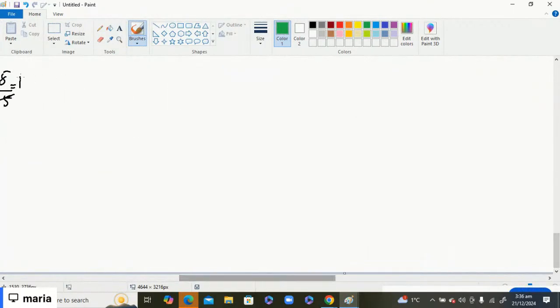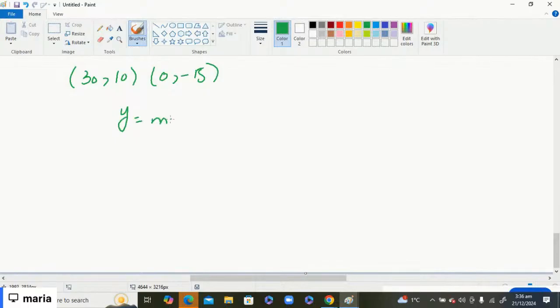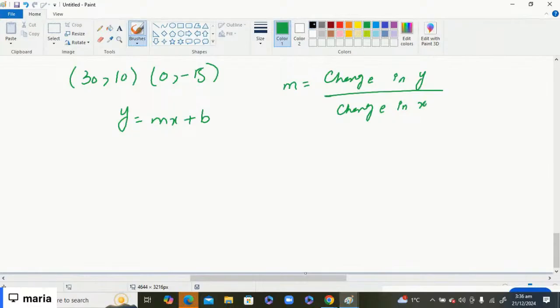Let's take 30, 10, 0 and minus 15. As we know, y is equal to mx plus b. What is your m? That is change in y over change in x. So m is equal to y2 minus y1 over x2 minus x1.